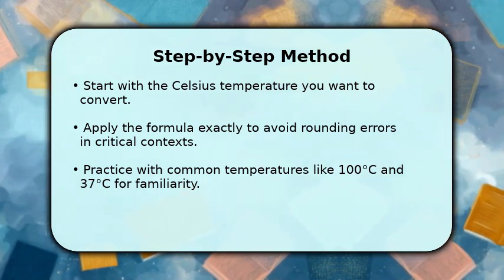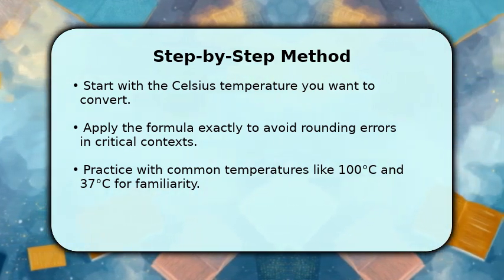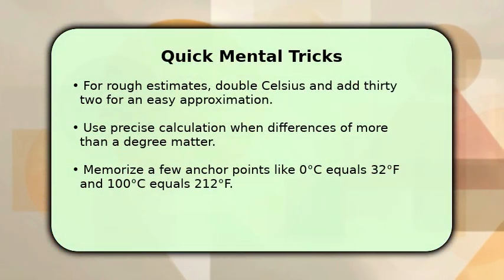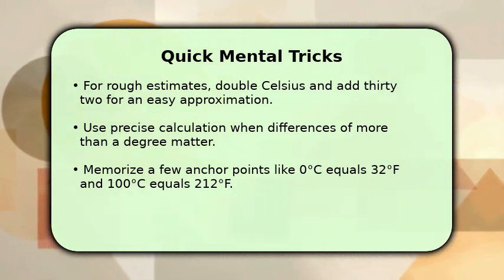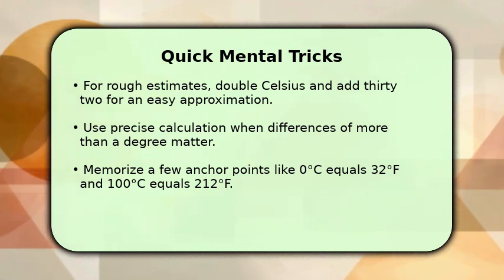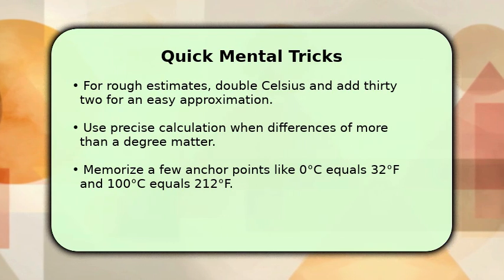You will learn to recognize when to round and when to keep extra precision, which matters for cooking and scientific measurements. I will share a handy mental shortcut for fast estimates and show when to use it. Doubling the Celsius value and adding 32 gives a decent approximation, but I will also explain why the exact formula is better for precise needs.